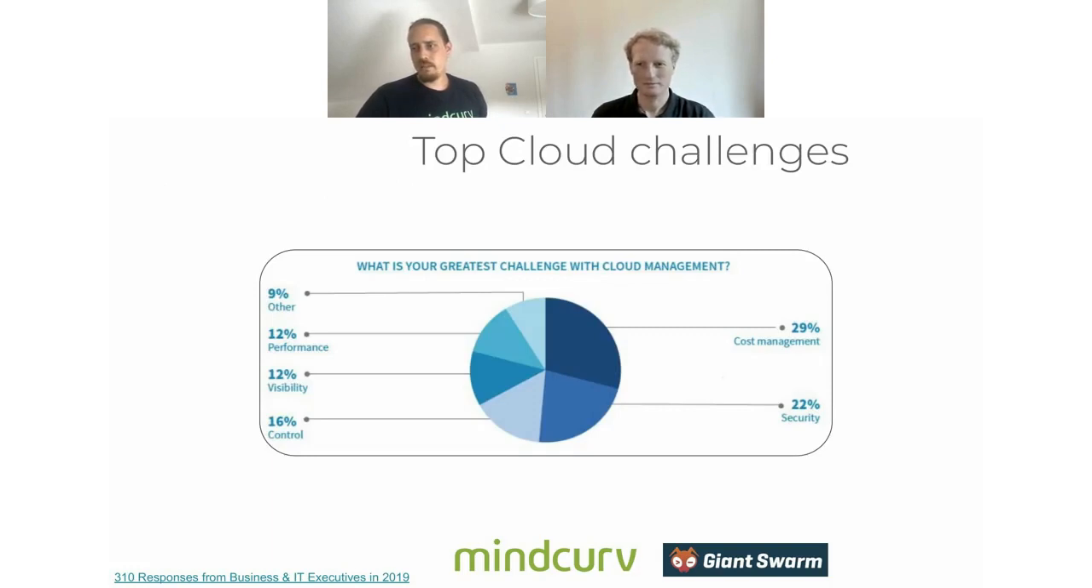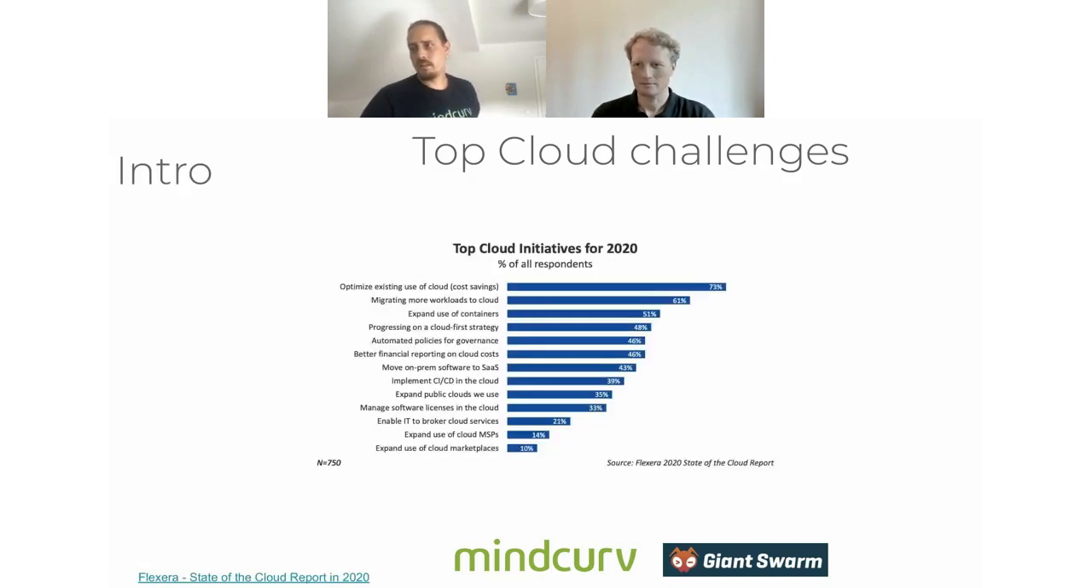So I also found these top challenges, and there was also a survey around this. And you can see that cost management seems to be a thing and also a challenge. And that's why there was the FinOps Foundation. And also with top cloud initiatives for 2020, Flexera also showed that the top initiative is optimizing it before all the other initiatives.